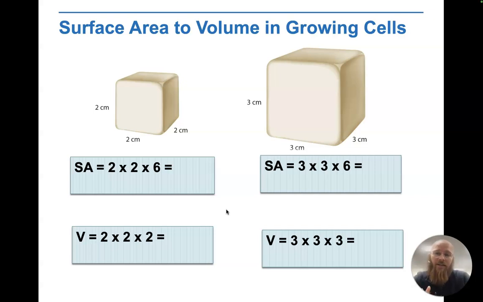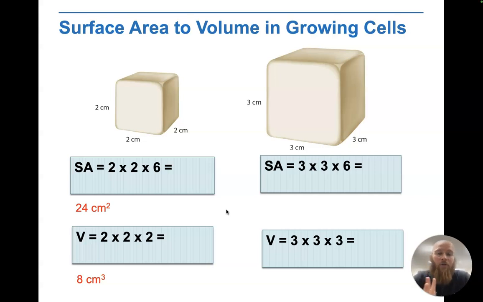So if I have a cell that's just twice as large, right? For the surface area, it's going to end up being 2 times 2 times the number of sides, which is 6. That'll give us a total of 24 centimeters squared. And then the volume, since everything has become twice as large, the volume will now be length times width times height. Each one of those is 2, and so that'll end up being 8 centimeters cubed, which is just 2 times 2 to give me 4, times 2 to give me 8.